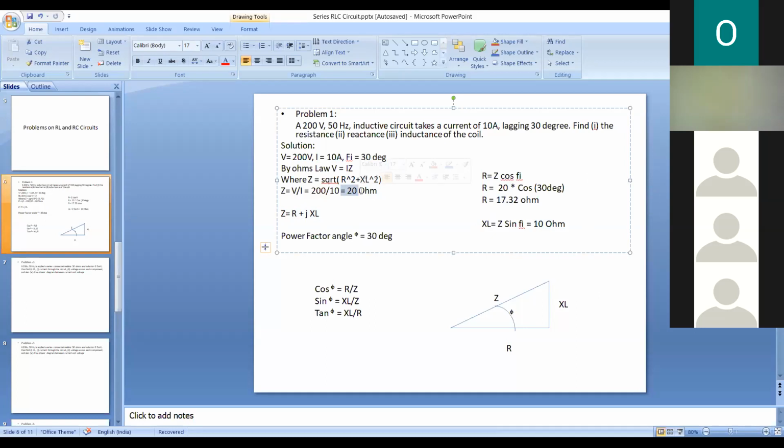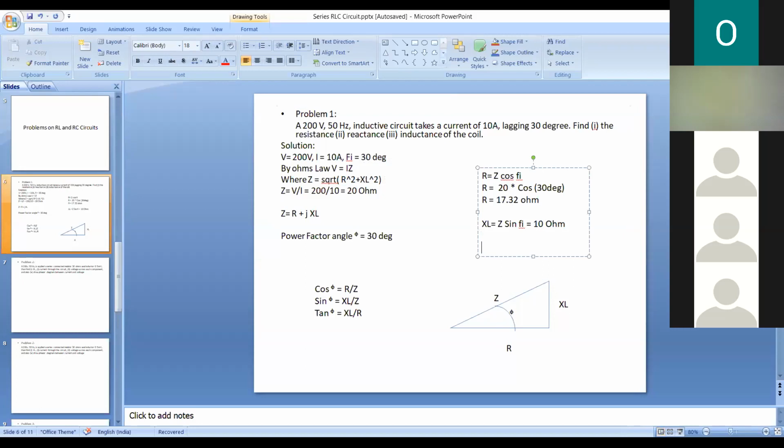Square root. Right. So it is not your resistive circuit. In case of a resistive circuit, you could add the voltages or currents straightforwardly, whereas in case of AC circuits, you cannot just take the algebraic sum. You need to take the vector sum. So your Z is equal to under root R square plus XL square. So it is under root 17.32 square plus 10 square.